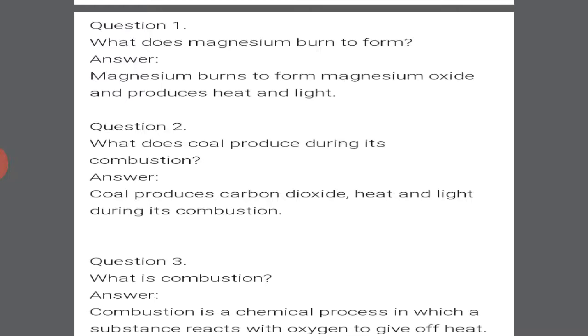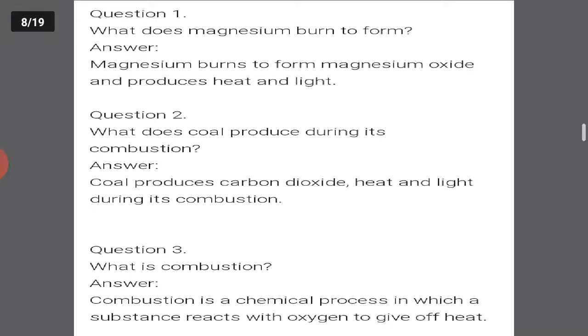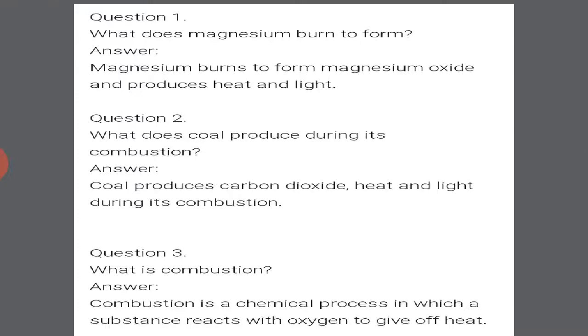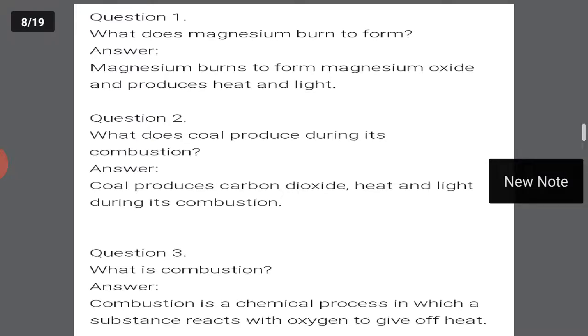What does magnesium burn to form? Magnesium burns to form magnesium oxide, and produces heat and light. Got it? Magnesium oxide is MgO. Okay. What does coal produce during its combustion? Coal will produce carbon dioxide, heat and light during its combustion, and after its combustion residues will be there in the form of ashes. Okay, what is combustion? It is a chemical process in which a substance reacts with oxygen to give off heat.